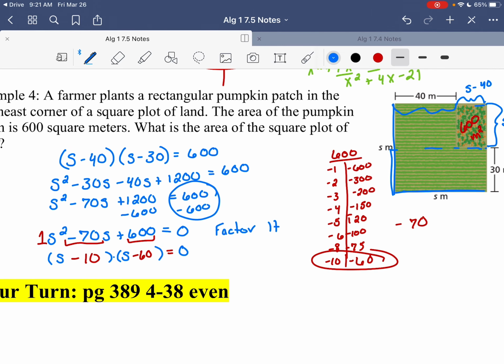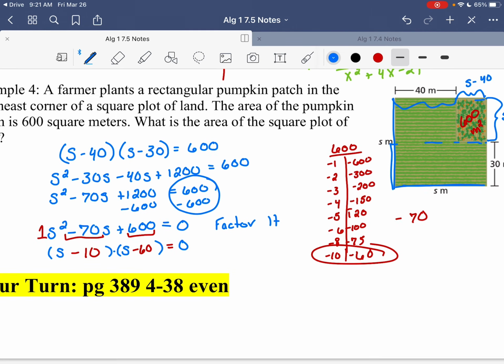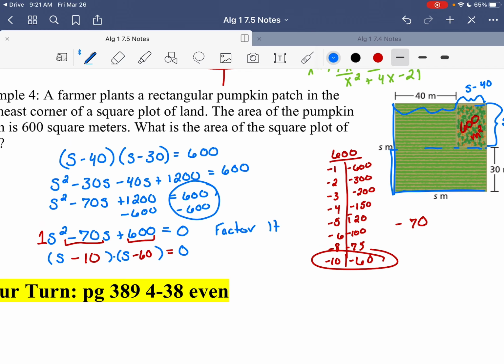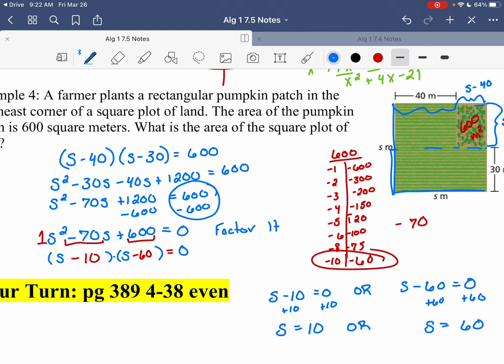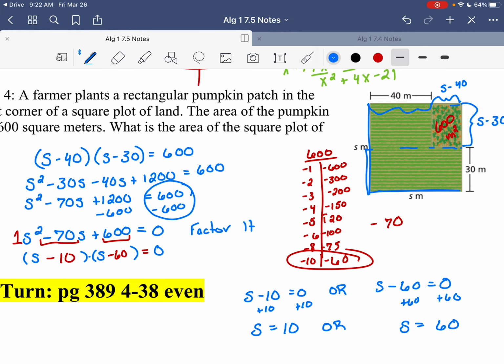So now that I have a product equal to 0, I can set each one of these equal to 0. So S minus 10 equals 0, or S minus 60 equals 0. Flashback to section 7.4. Add 10 to both sides on this one. So S equals 10, or add 60 to both sides of this: S equals 60.